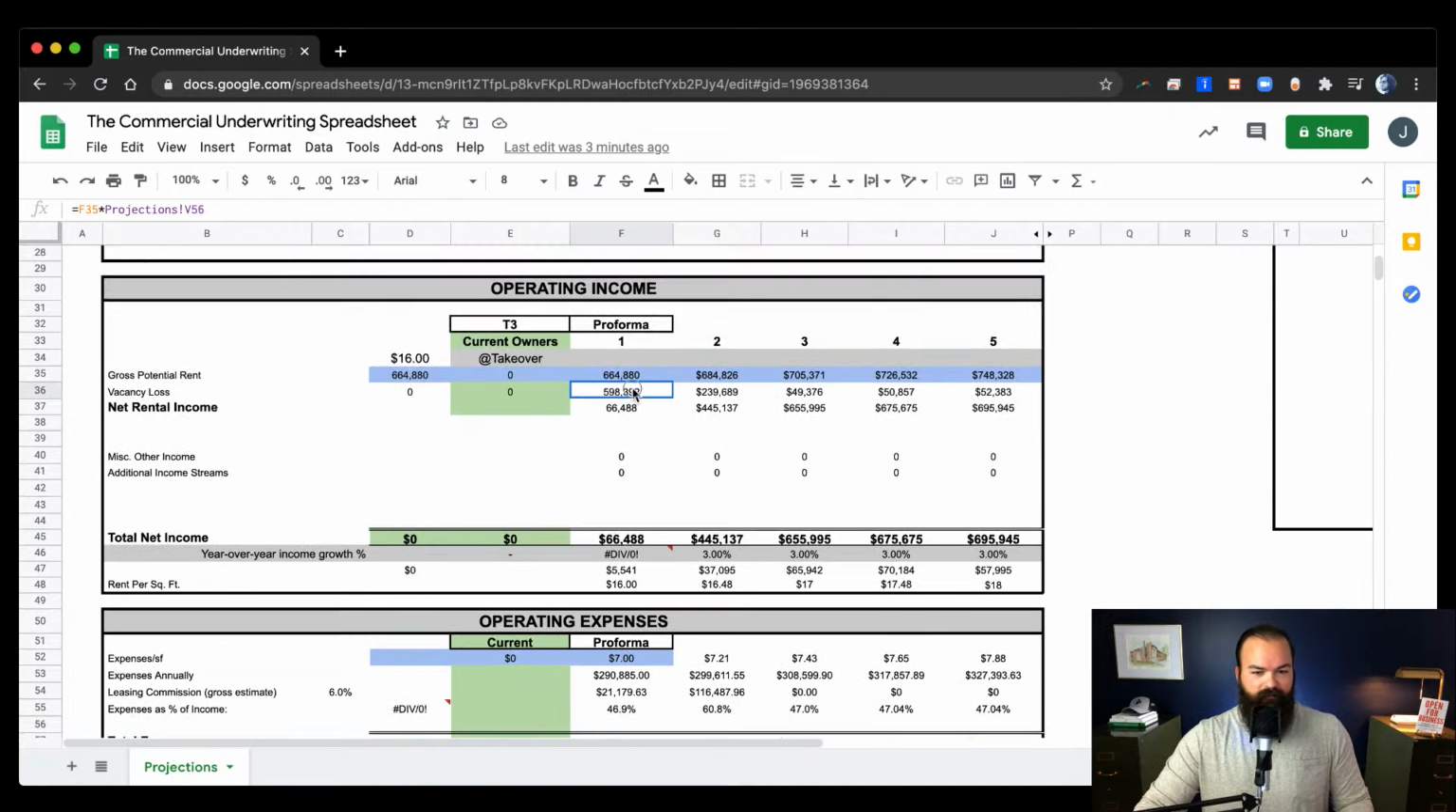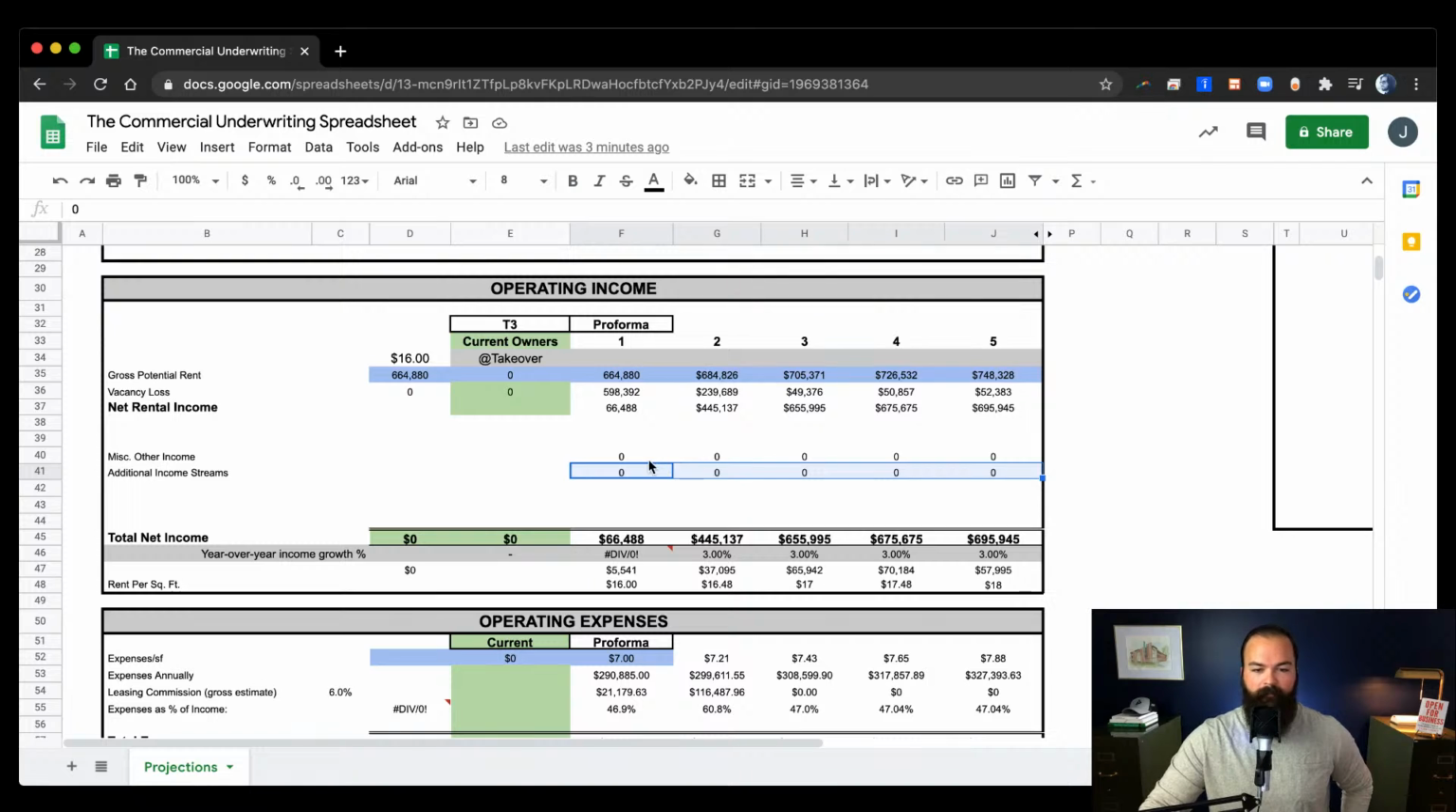So that's how you fill in the vacancy losses here. And then you've got your net rental income after that. Now, down here you have miscellaneous other income or additional income streams. If we were renting parking spaces at $100 a month and I had 10 of them, I could go in and say, okay, we'll have 70% of those leased at any given time, and I could add that in here.